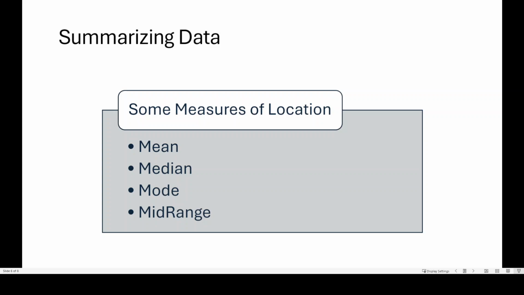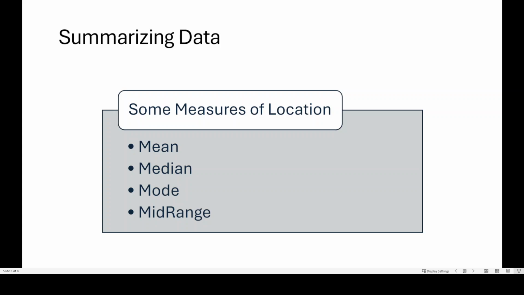Welcome back. Today, we are going to be talking about how to summarize data, and specifically, we're going to be talking about measures of location or measures of central tendency as they're often described. There are four that we're going to look at today: mean, median, mode, and midrange. There are many, many other measures of central tendency or measures of location, but these are the four that we're going to be focusing on today.